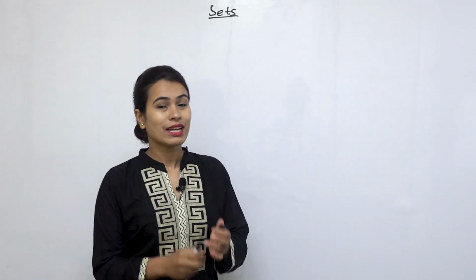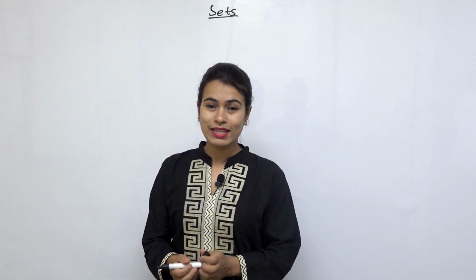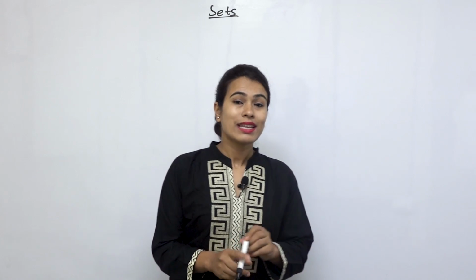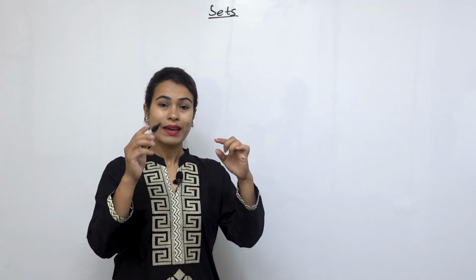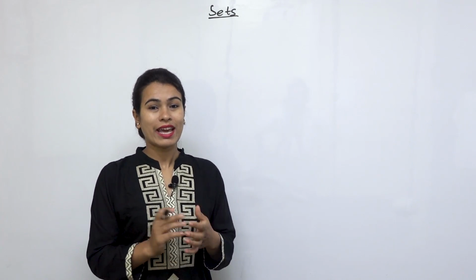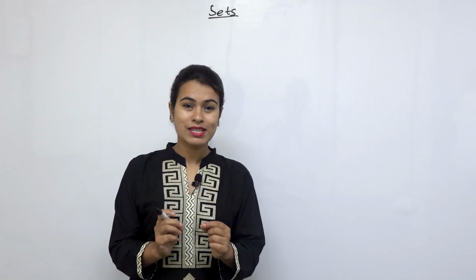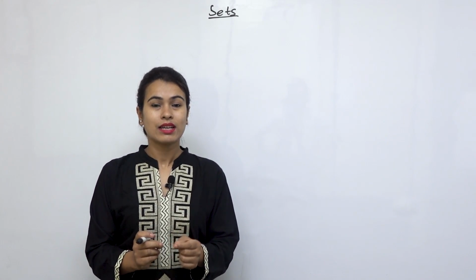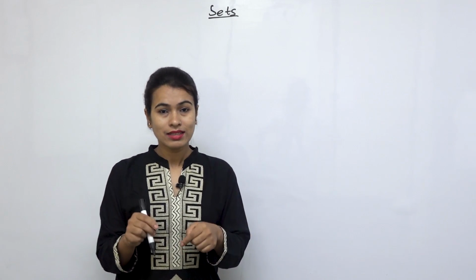A well-defined collection of objects or things is called a set. A set is represented by a capital letter A, B, C, D, X, Y, Z, and its members are represented by small letters and it is enclosed by curly brackets.